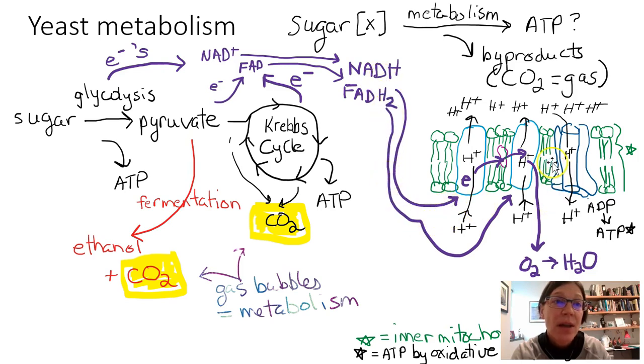Those reduced coenzymes are able to take the electrons off to the inner mitochondrial membrane, where they drop them off at a structure known as the electron transport chain. At the electron transport chain, these reduced coenzymes are going to drop off their electrons to protein complexes embedded in the inner mitochondrial membrane.